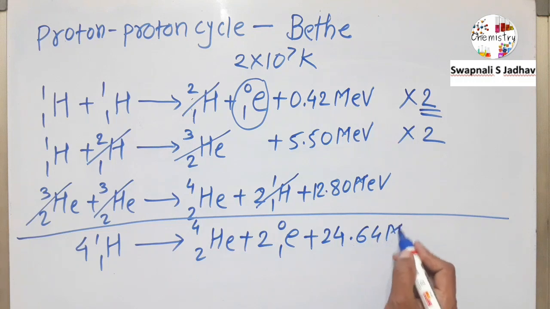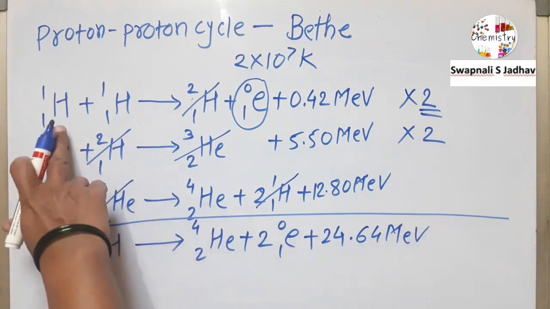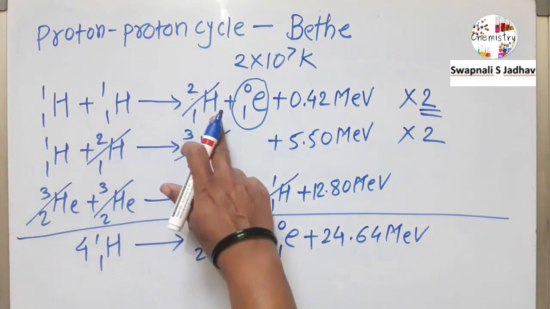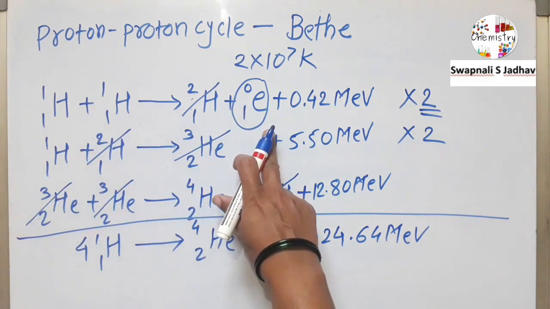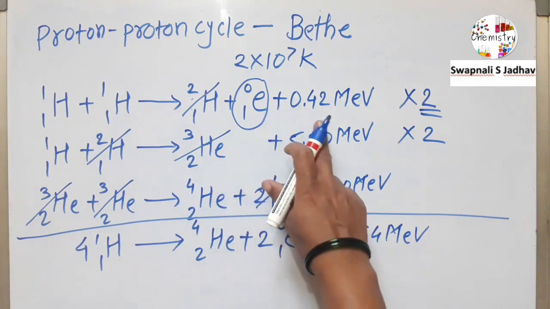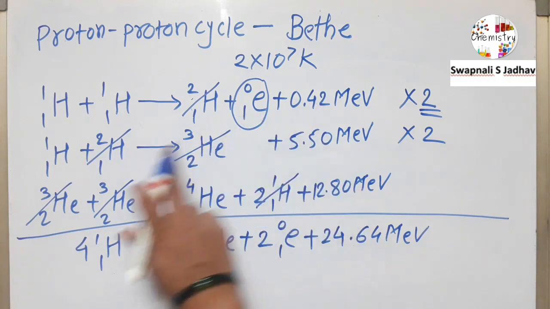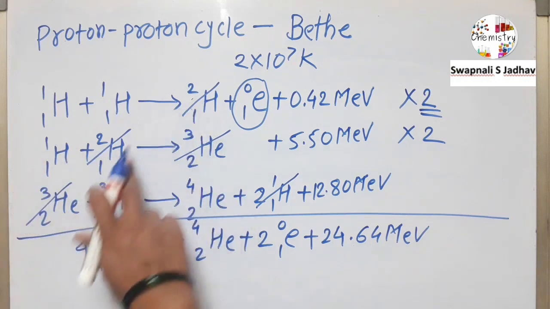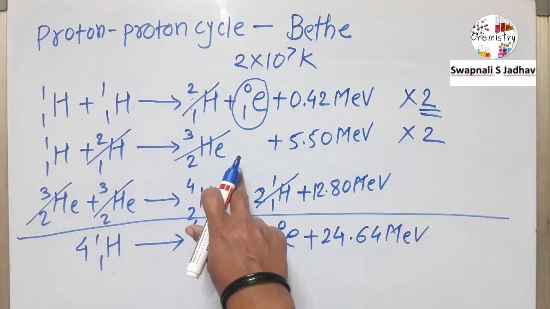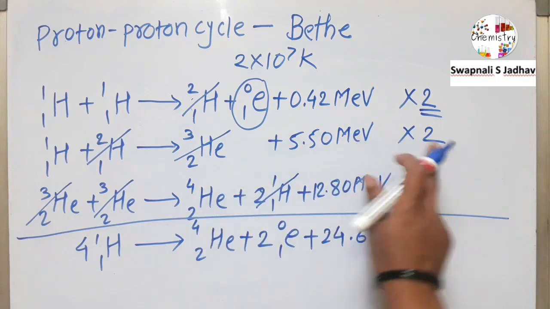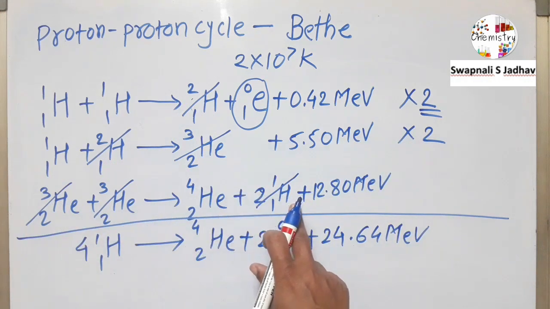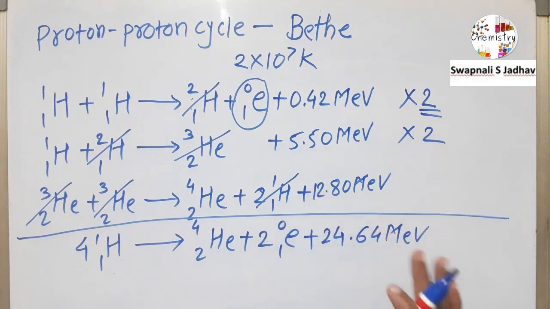24.64 million electron volt. So see what happens here: H11 plus H11 gives H12 with emission of positron plus energy. Then another proton combines with H12, and there is formation of He23. Then 2 He23 forms He24 with liberation of 2 protons and energy.